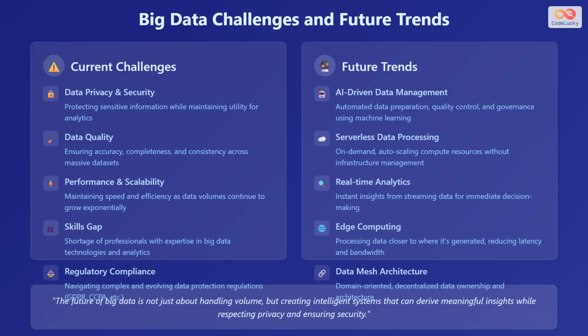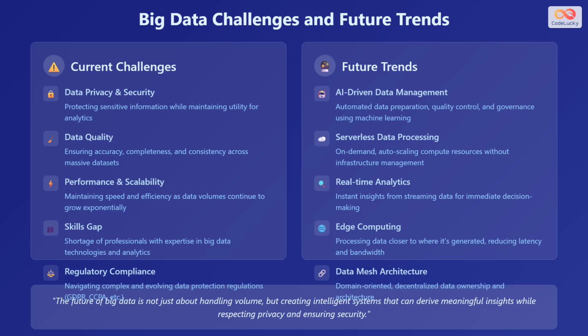Big data presents several challenges. Data privacy and security require protecting sensitive information while maintaining utility for analytics. Data quality involves ensuring accuracy, completeness, and consistency across massive datasets. Performance and scalability necessitate maintaining speed and efficiency as data volumes grow exponentially. The skills gap highlights a shortage of professionals with expertise in big data technologies and analytics. Finally, regulatory compliance requires navigating complex and evolving data protection regulations like GDPR and CCPA.